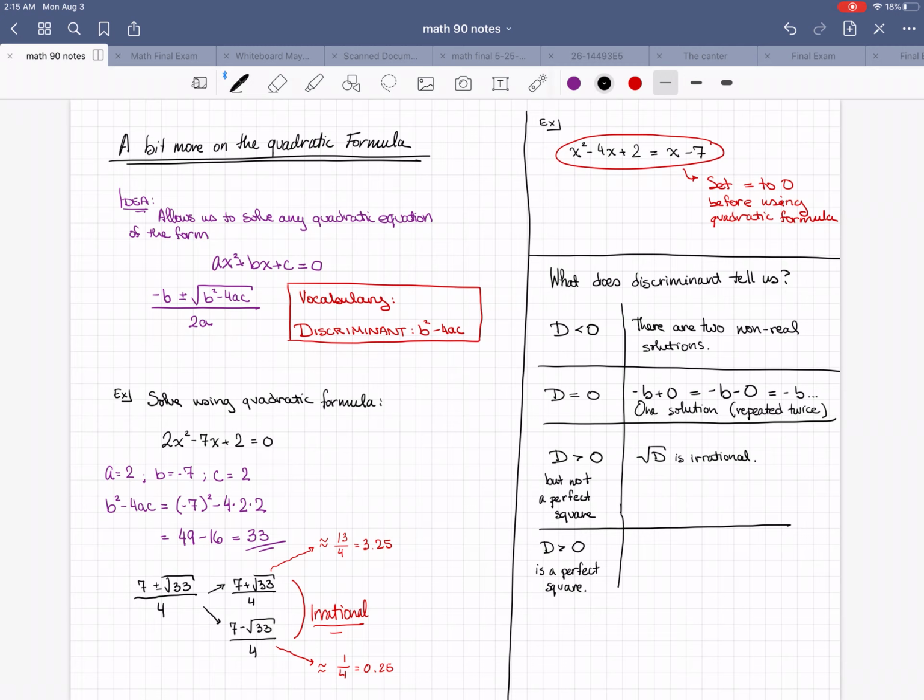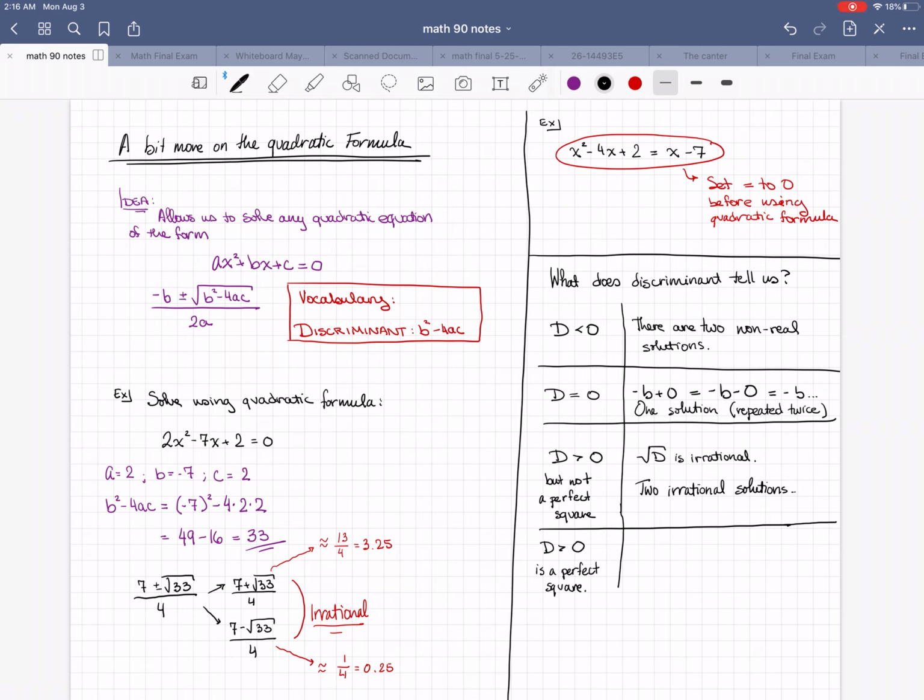If the square root of the discriminant is irrational, then you have two irrational solutions. So again, you have two solutions that you could approximate. You could do a good approximation, you could do a not so good approximation, but in order to write it precisely, you have to leave the square root in.